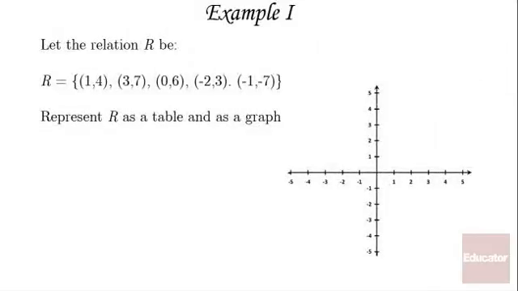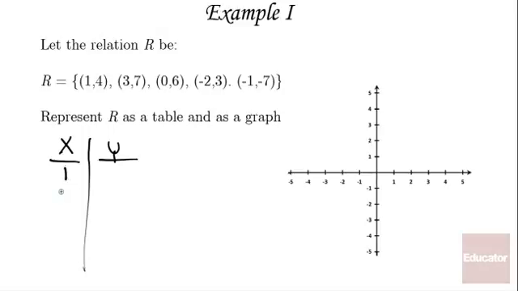Now, applying what we've just discussed to some examples. Let the relation R be, and we're given a set of ordered pairs for this relation. And we're asked to represent R as a table and a graph. First, as a table, my first set of elements I'm going to assign as x, and then the second elements, those are going to be my y values. So I look through each first element and I write those down.